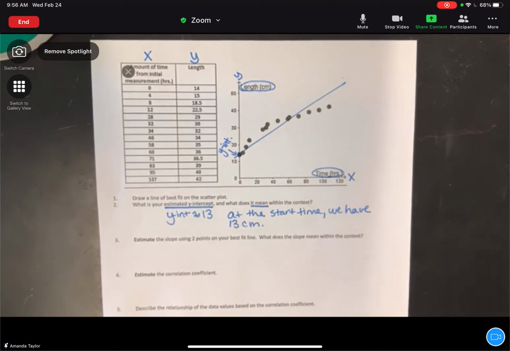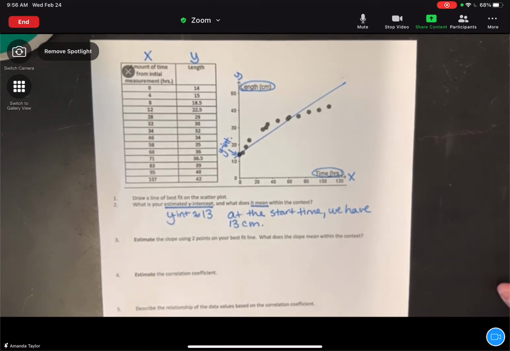Maybe we're starting to measure a flower or a plant. Okay, maybe you can think of it like that. Maybe we're measuring a flower or a little plant that's grown. And we've started and it's at 13 centimeters. Okay, that's at the start time. That's when we began measuring it. It was 13 centimeters.